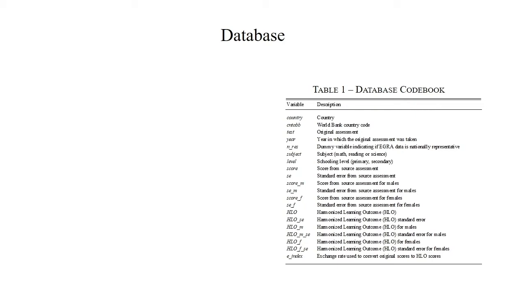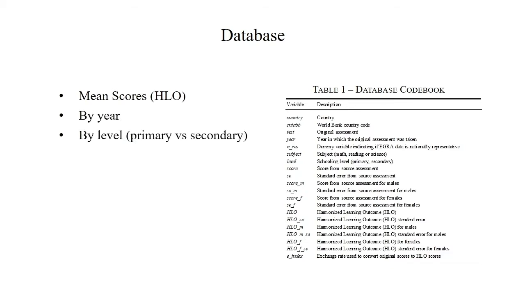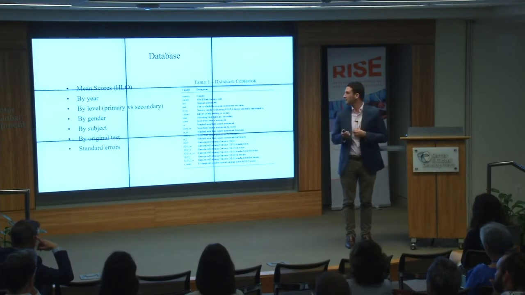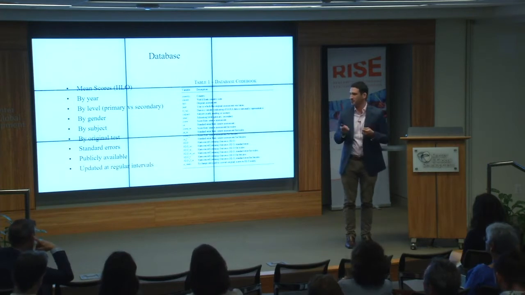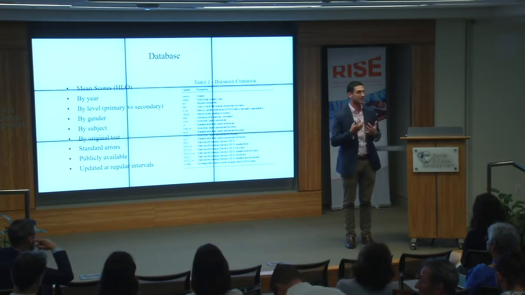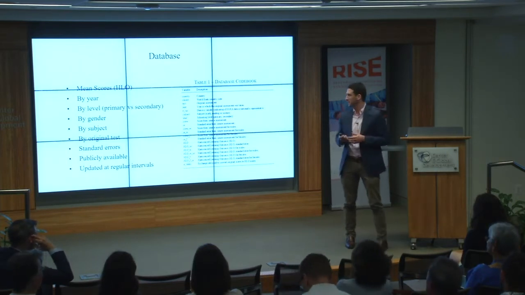A lot of these past databases have been very aggregate, and there's a lot that's hidden in there, combining different schooling levels, primary and secondary, across subjects. We actually disaggregate this. So you have mean scores, you have it by year, not just 5-year intervals, by exact year, by level, primary versus secondary, by gender, by subject, by original test, so you can see where the data is coming from, as well as standard errors to quantify uncertainty. And it's going to be publicly available and updated at regular intervals. The goal is to have this be transparent, so users of the data can actually get a sense of how this data is all coming together.